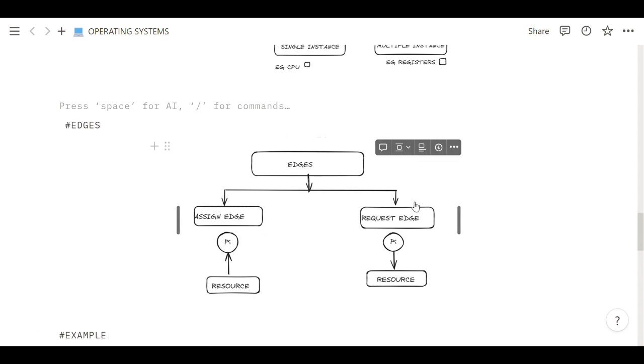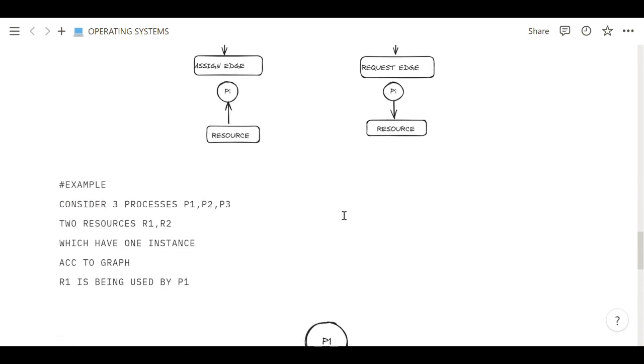Okay, and in the request edge, the process is connected to the resource. That means the process is waiting for the resource. So here the head is connected to the resource and the tail is connected to the process. So this is the diagram of edges, the overall view of edges.